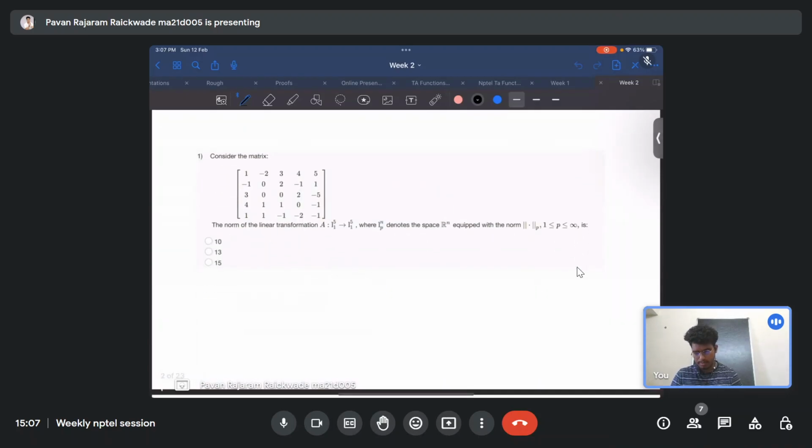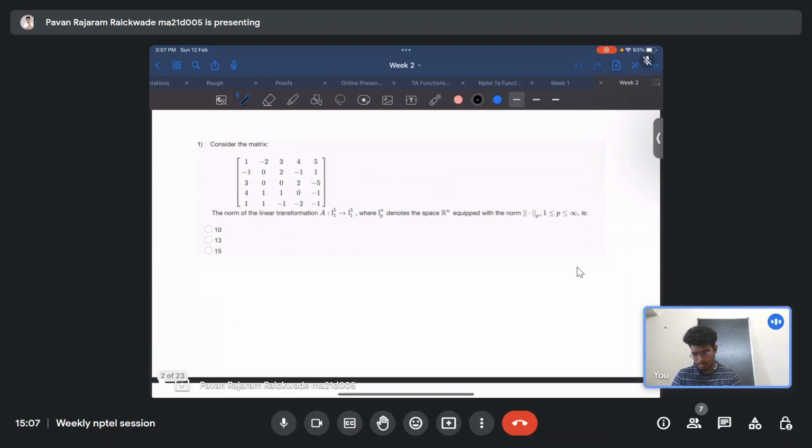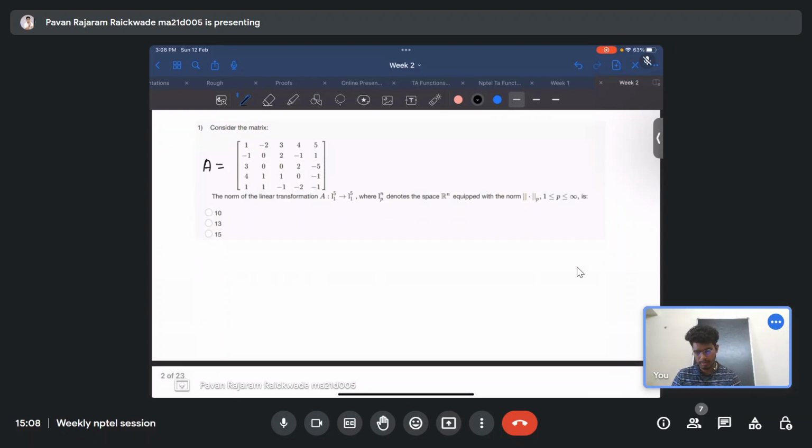So question number 1: they have given a matrix and now we have to find the norm of this matrix A, the operator norm with respect to the one norms on both Rn, in the domain and also in the codomain. So first of all, how is this operator norm defined?